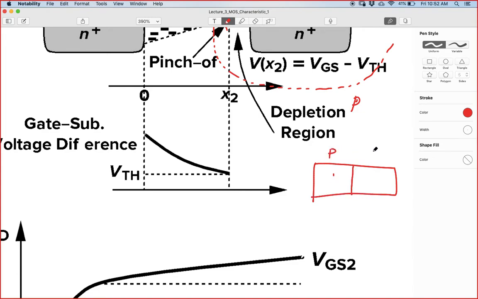This is PN, right? So we have this depletion layer. The electrons here will come here and we'll have this negative charge formation here, and a positive charge will be formed here. You could follow me, right?